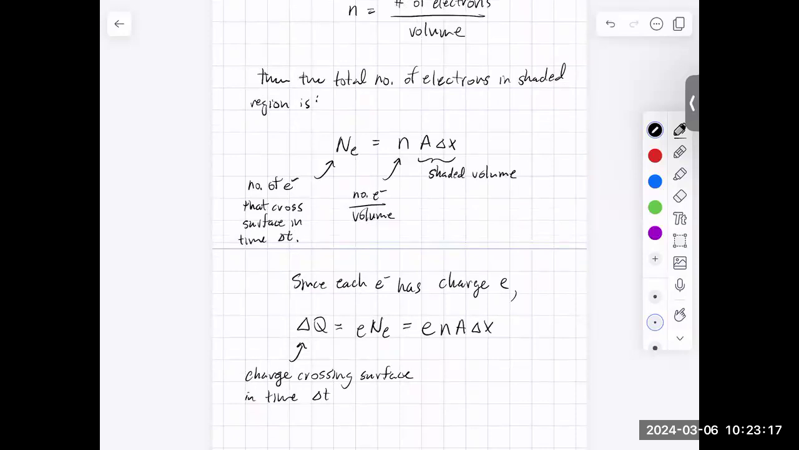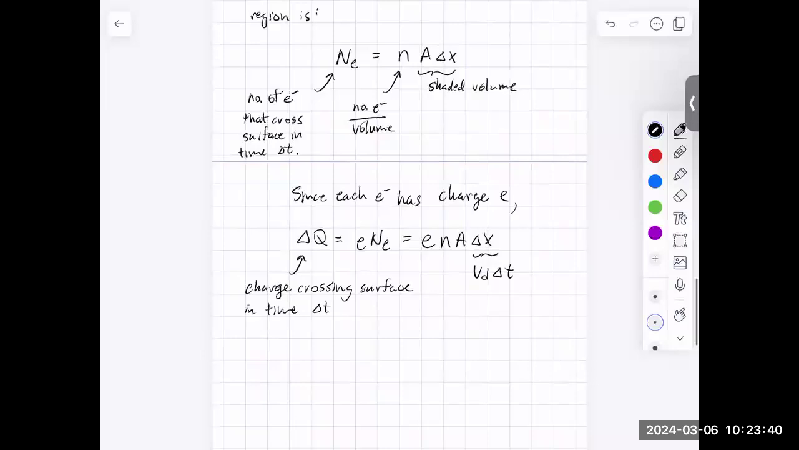I want to make one more change, and that is I'm going to replace delta X, which is the distance the charge travels in time delta T, with its drift velocity times delta T. Okay, so that's how we find that delta X. And so finally, what we have is delta Q is e times little n times the area times the drift velocity times delta T, and that's equation 2.